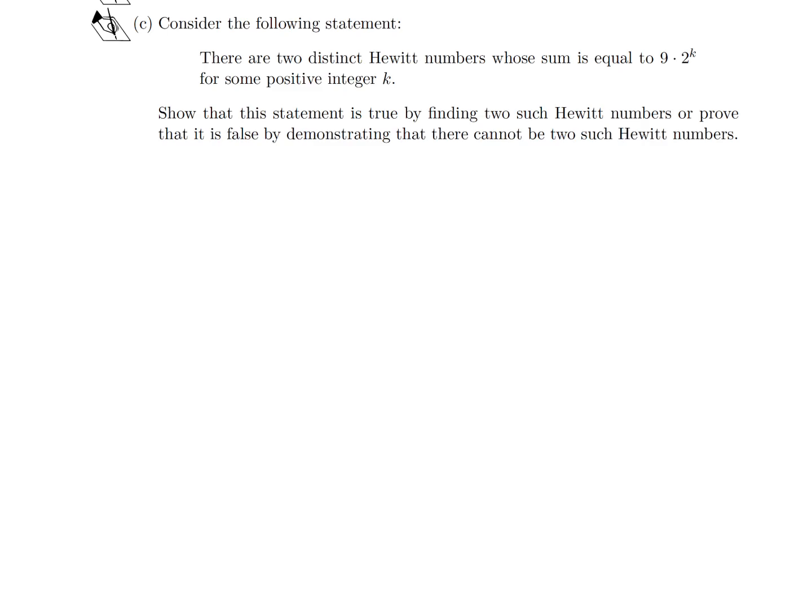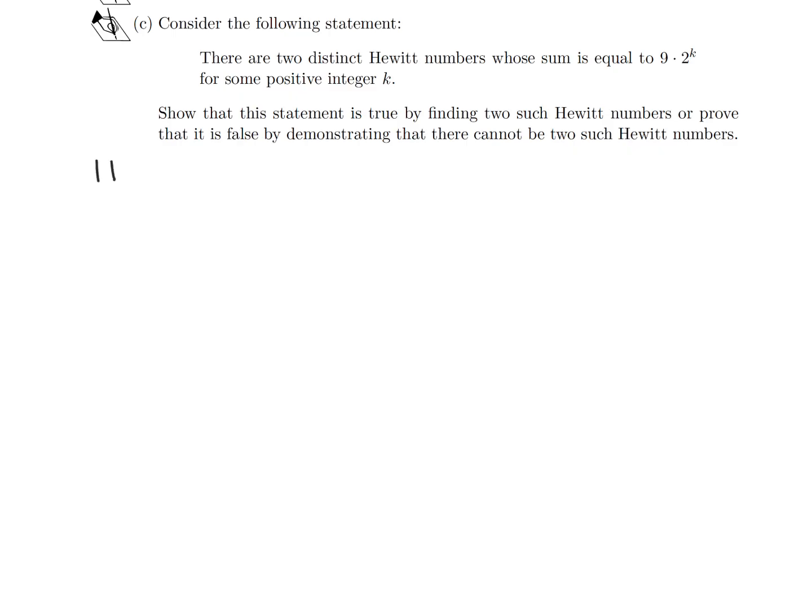Consider the following statement. There are two distinct Hewitt numbers whose sum is equal to 9 times 2 to the power of k for some positive integer k. Show that this statement is true by finding two such Hewitt numbers, or prove that it is false by demonstrating that there cannot be two such Hewitt numbers.